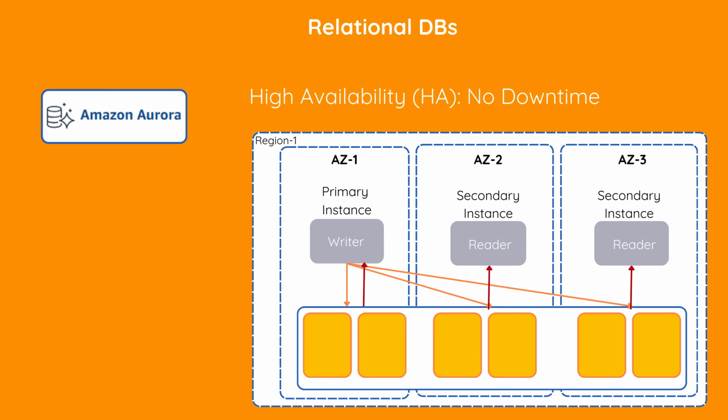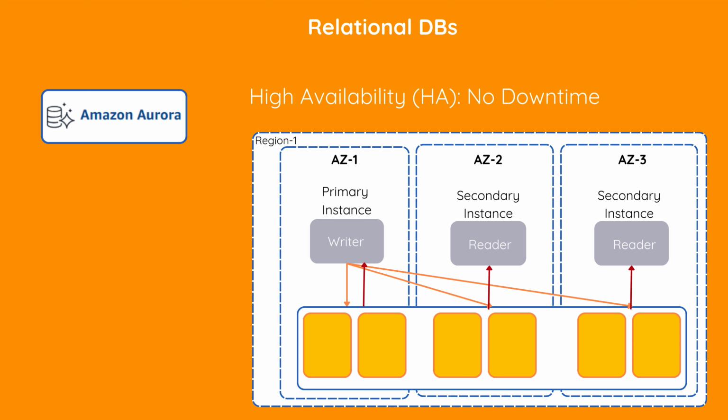Let's move on with high availability. Aurora is also built for high availability. Aurora makes 6 copies of your data and stores them across 3 different availability zones. Think of availability zones as separate data centers inside a region. So even if one data center has a problem, your database is still safe in the other 2.